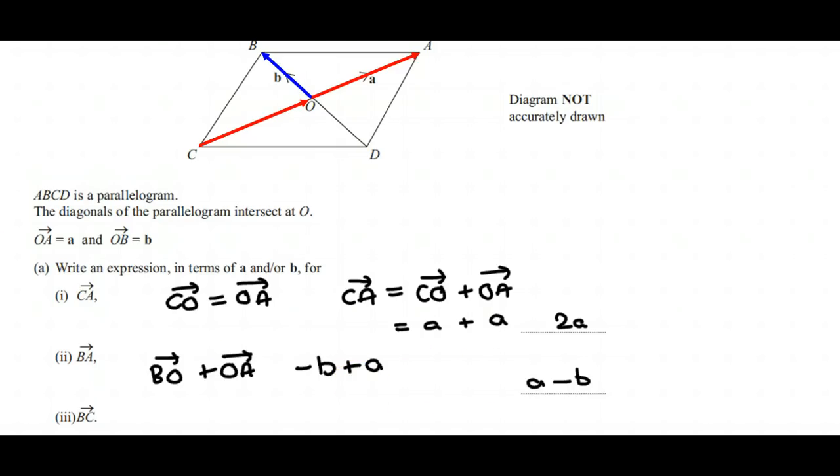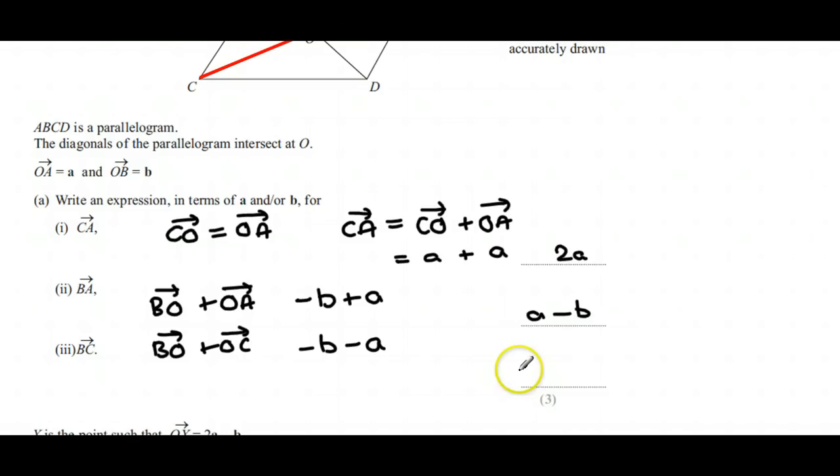Okay, we now ask how we get from B to C. I'll probably do the same thing again: first of all go from B to O and then go from O to C. Now B to O we already know is minus B. O to C, well, C to O is A, so if we go the opposite way along it, it'd be minus A. So our vector for the third part of this first question is minus A minus B, or minus B minus A.